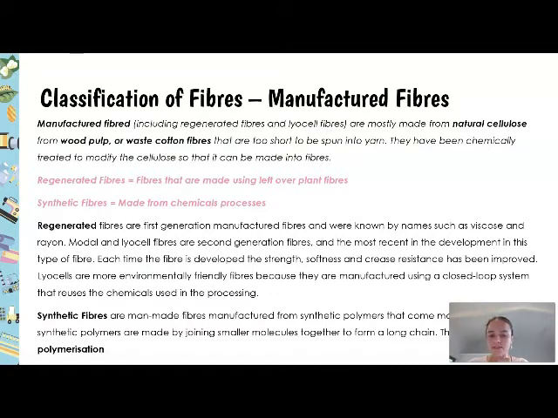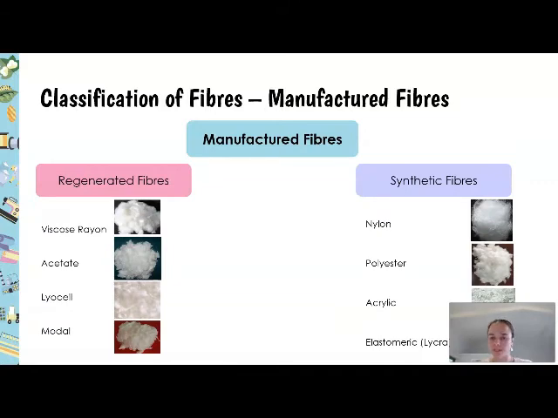Okay, synthetic fibers are man-made fibers manufactured from synthetic polymers, so synthetic chemicals, they're starting from synthetic chemicals, okay, so it's completely synthetic, man-made, that come mainly from oil, okay. The synthetic polymers are made by joining smaller molecules together to form a long chain. This process is called polymerization, okay. So we're going to look at the manufactured fibers now.